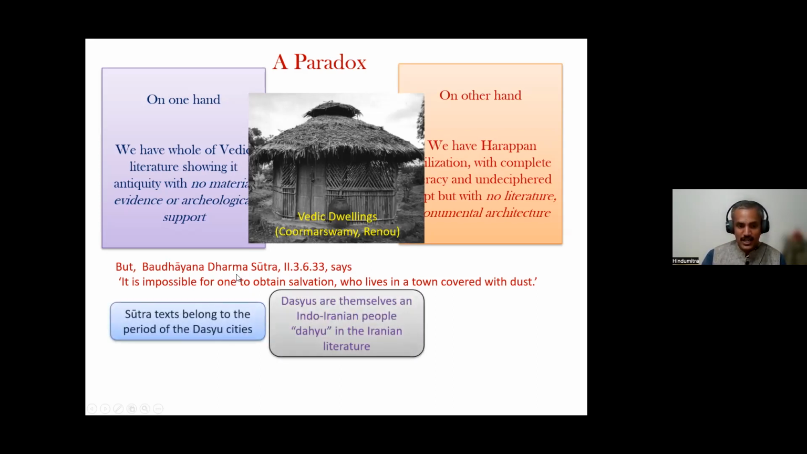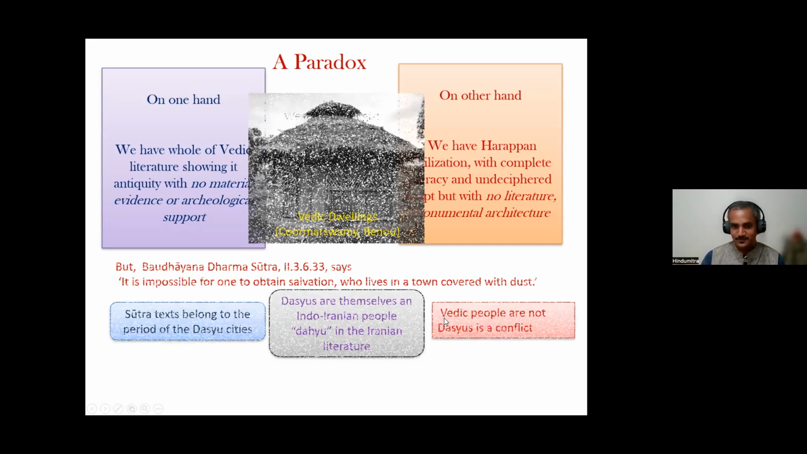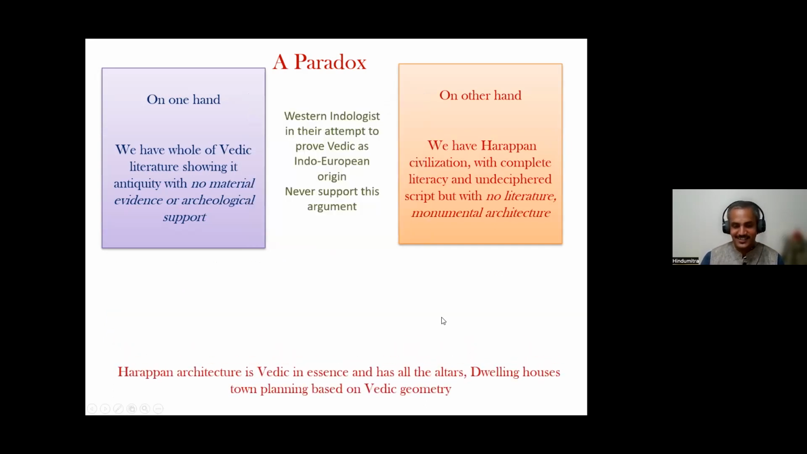And the sutra they cite comes from the city of Dayu, which is an Iranian city, not of Vedic people. So that contradicts. The Harappan architecture, if you see the Vastu Shastra, is completely Vedic in essence. And it has been found that Harappan cities have altars, that means havans. They have dwelling houses as per the Vedic geometry, that means according to the Vastu Shastra.